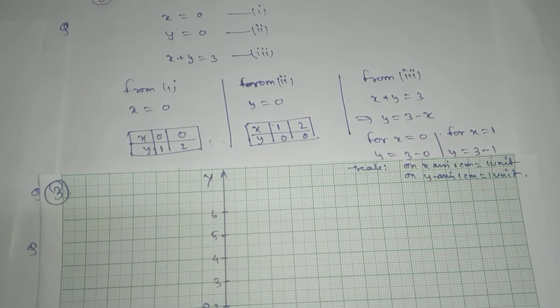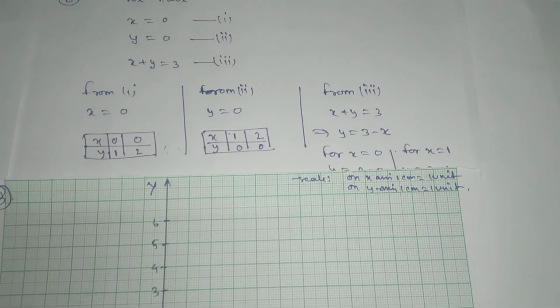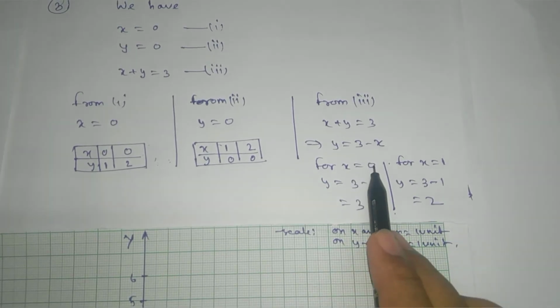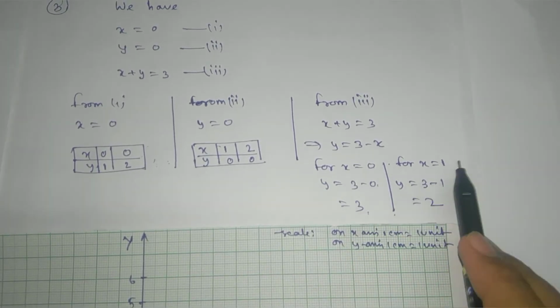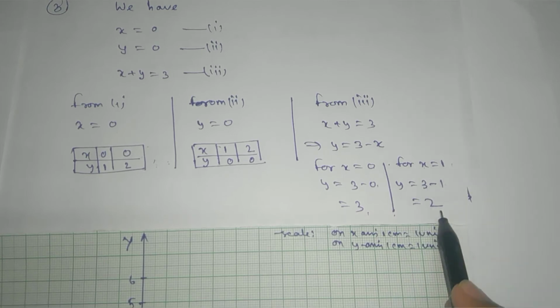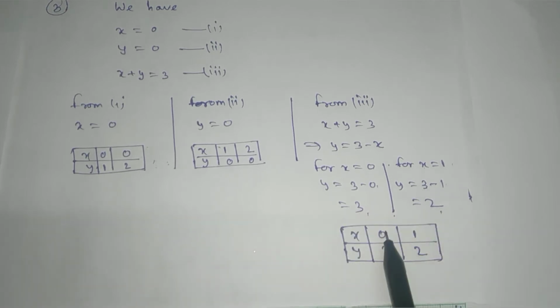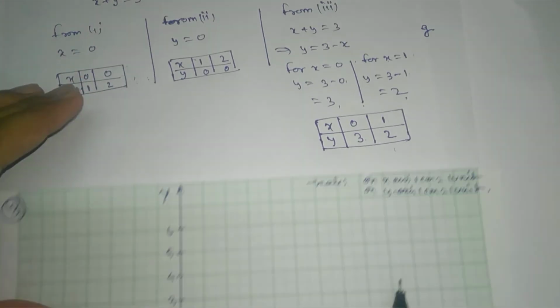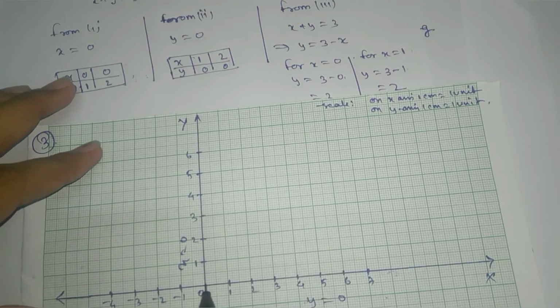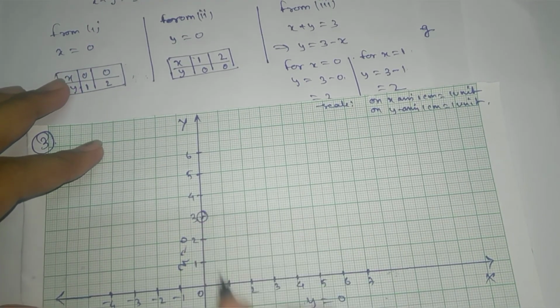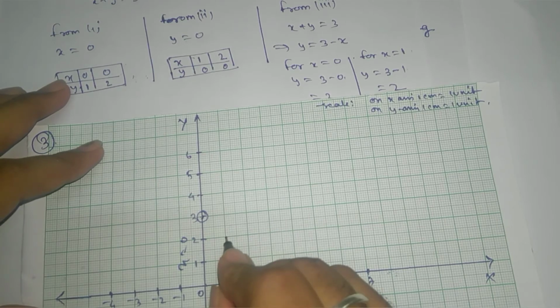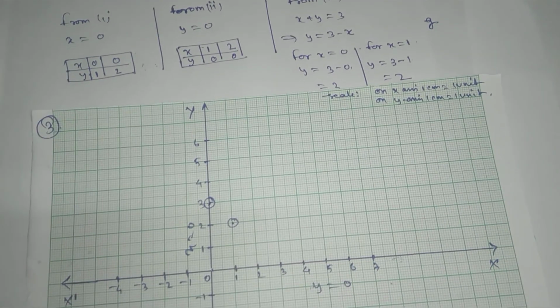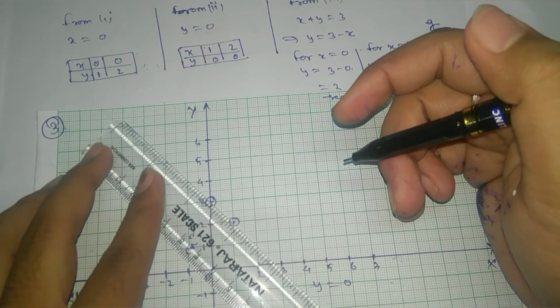So now the third one, we will get the solution. Here for x equals 0, 3 minus 0 is 3, and for x equals 1 we get 3 minus 1, which is 2. So here 0, 3 and 1, 2. Now adjust it.